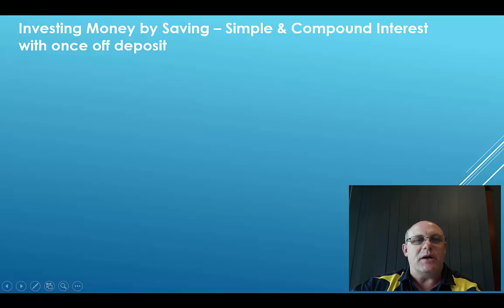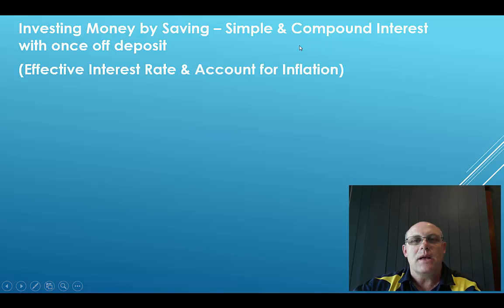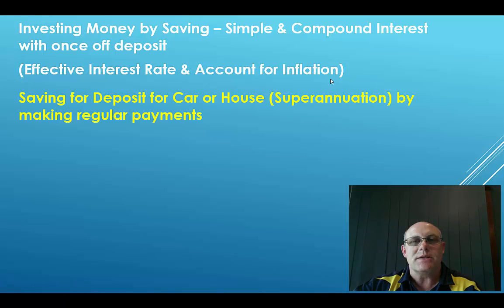If I just go through this bit over here, what we're going to be looking at is investing money by saving it. That's the first thing we're going to do. We're going to be looking at using simple and compound interest. And the key thing about this is it's a once-off deposit into the bank account. That's the difference between that and looking at making payments. Now, what we'll do this year compared to last year is look at effective interest rates and account for the effect of inflation on your money, on your savings. So that's something we'll be doing.